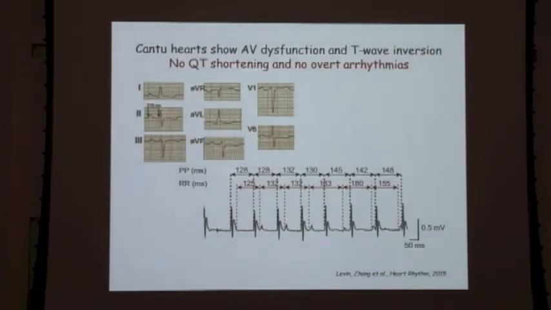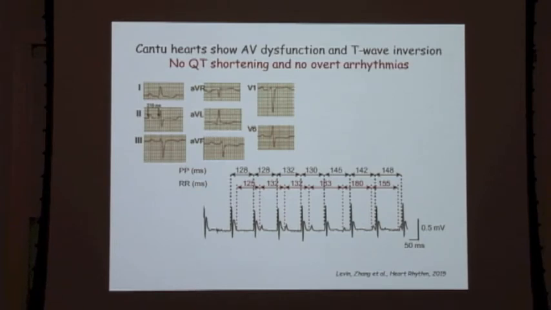So what is going on in the Cantu heart? Well, these are some recordings that Mark and co did from Cantu patients. Short answer is actually not very much. There is no evidence for QT shortening in any of them. There's a little bit of PR prolongation in some of them, and there is some evidence for T-wave inversions going on and flattening of T-waves. So not much, and no overt arrhythmias.